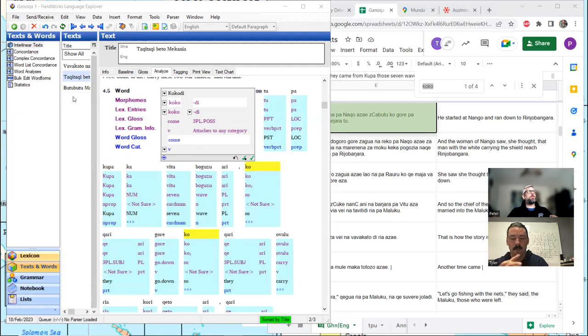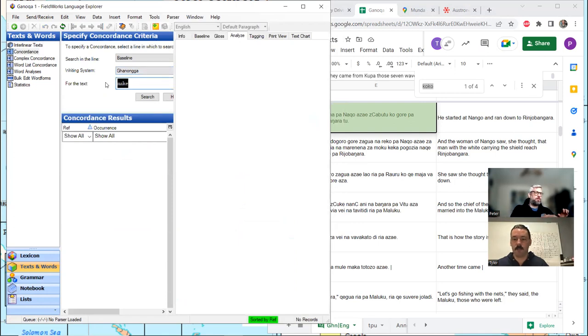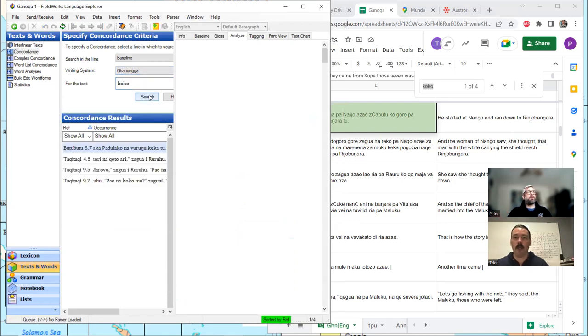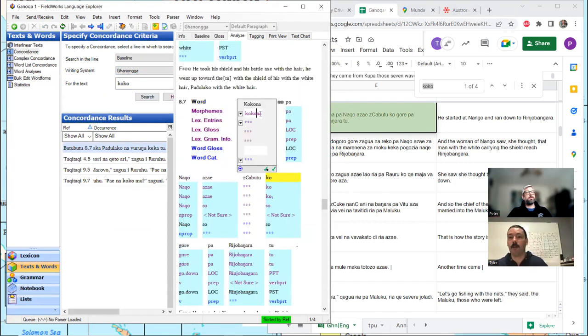So no, which story do you want me to go to? Mbutu Mbutu. That is text two. And look for Coco, and then I'll... This will have the form Kokona. Yeah, just search for that, and there you go. And it looks like we had it blank. So now we know it.